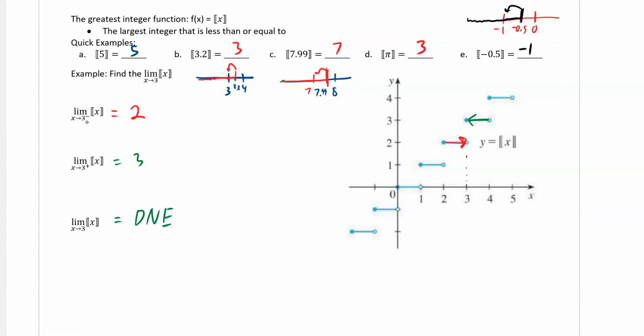So with a step function, our greatest integer function, at each of those integer values, you're going to get a jump. You can only get a value when it's in between them.